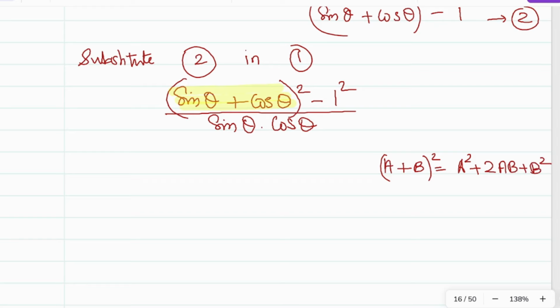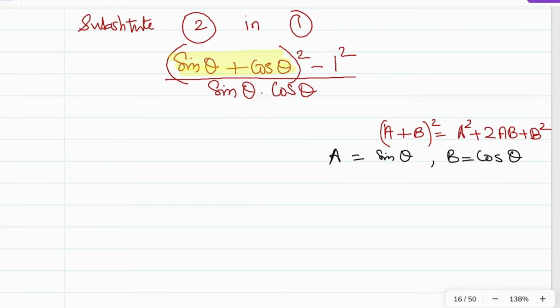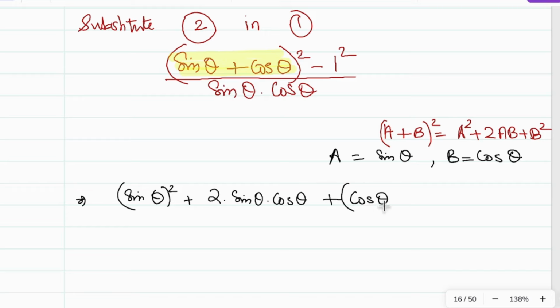Here, in this condition, A equals sin theta and B equals cos theta, right? So I can write sin theta the whole square plus 2 into sin theta into cos theta plus cos theta the whole square. This is the expansion of (sin theta plus cos theta) the whole square.